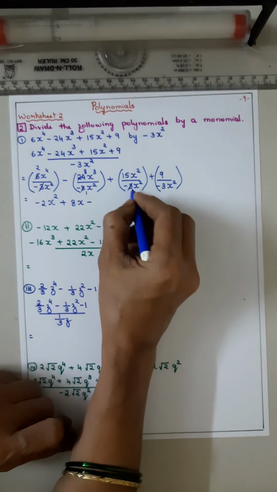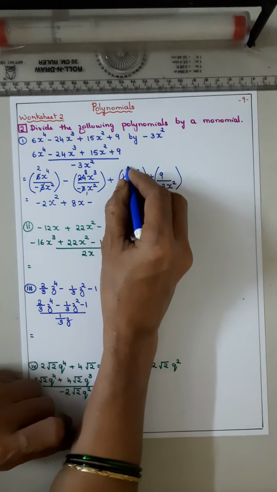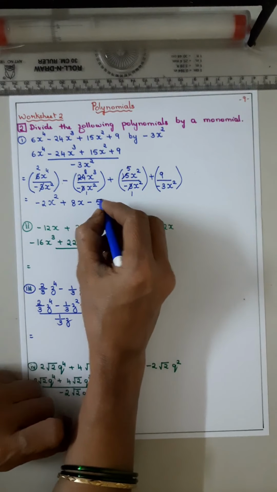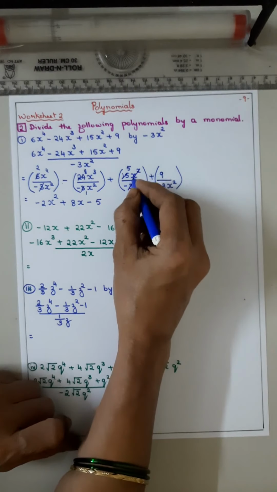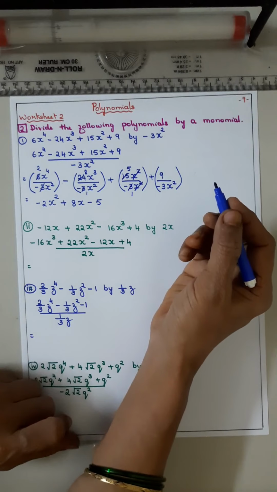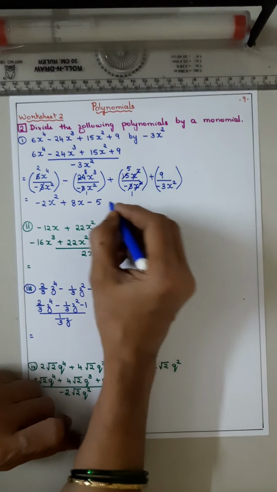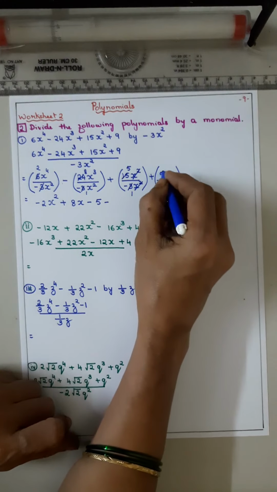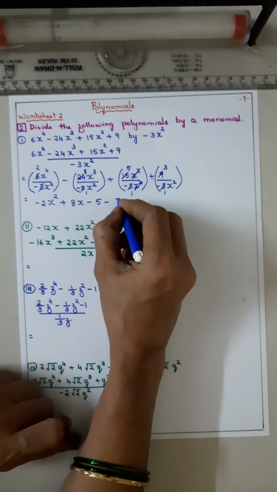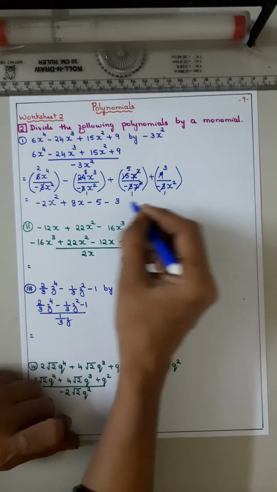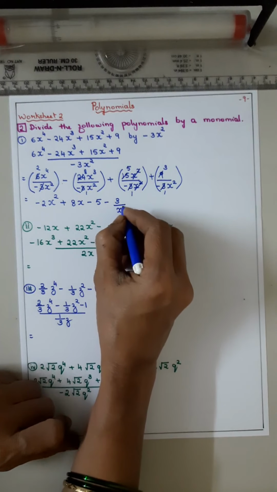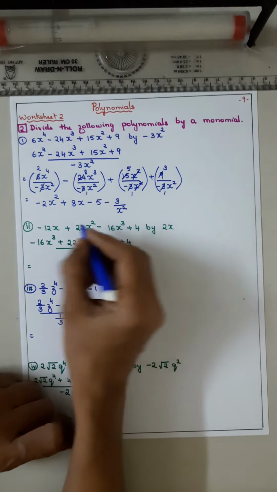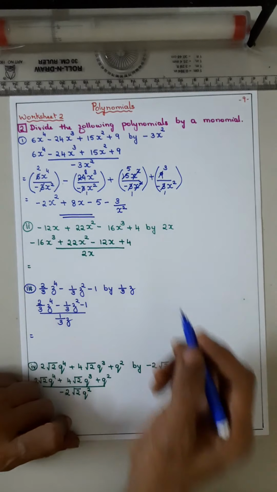Now plus of minus, minus. 3 1s are 3, 5s are... write 5. x squared gets cancelled. Now plus of minus, minus. 3 1s are 3, 3s are 3. Now in the denominator it is x squared. So this is the final answer.